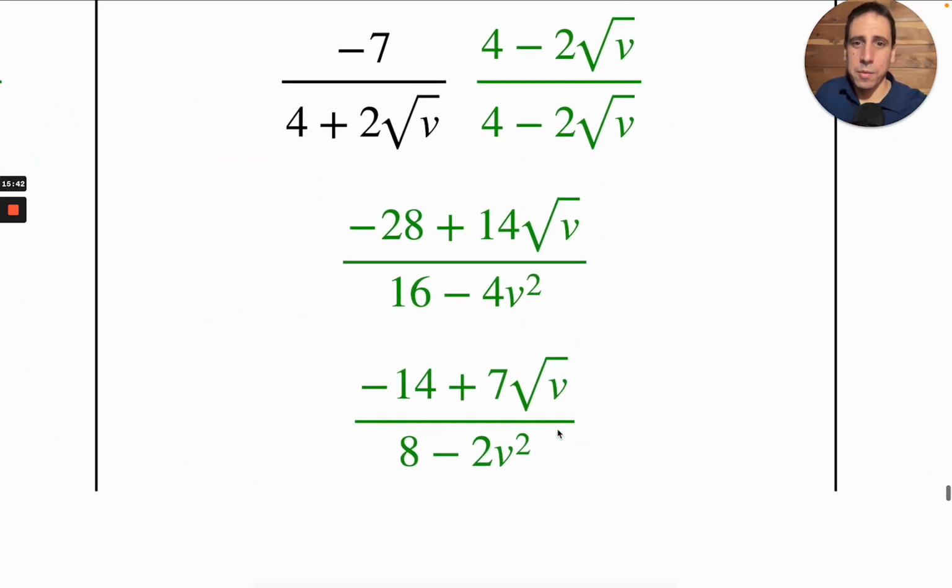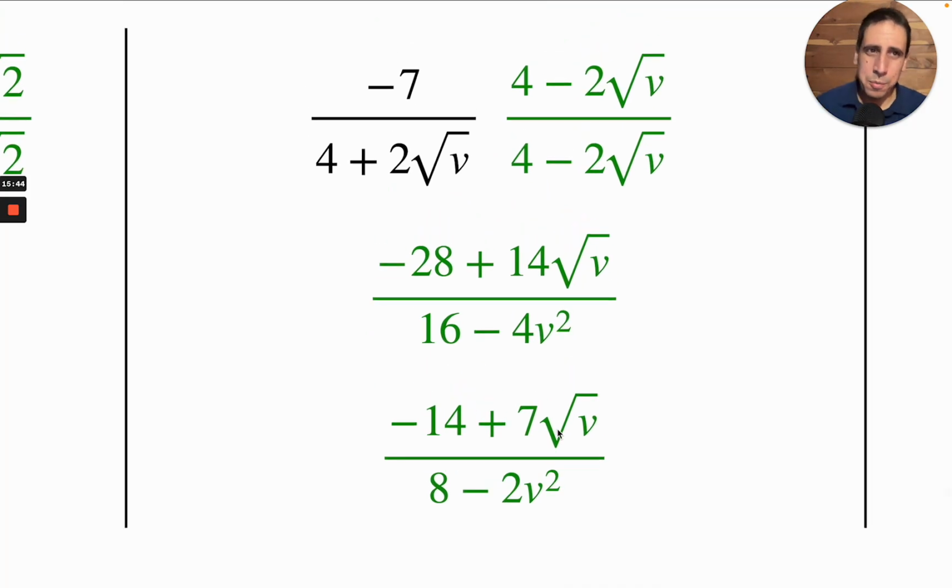Let's do something with variables. No big change really. It's just going to throw in some more variables here. So we multiply by the conjugate of the denominator. This is a plus b, this is a minus b. When you multiply them together you get a squared minus b squared. For a squared, if a is equal to 4, then a squared is 16. If b is equal to 2 root v, then b squared is going to be 4v.